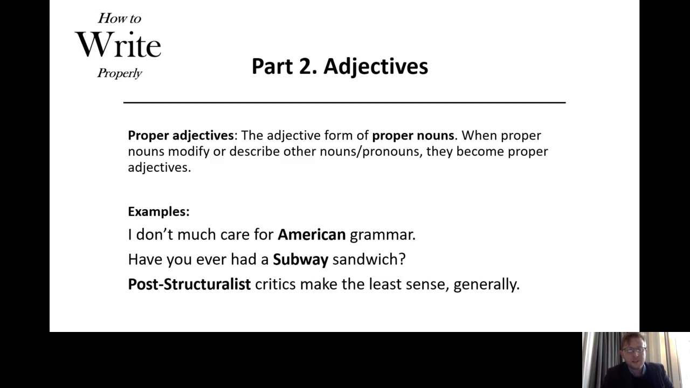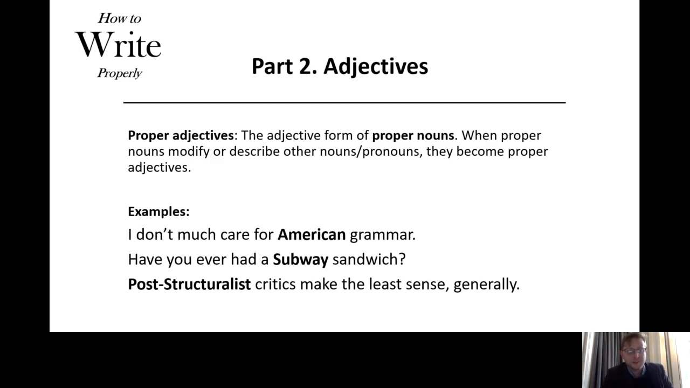So, if the adjective is connecting the subject to one of those proper nouns, it becomes a proper adjective. That sounds a little bit complicated and convoluted, but the examples will make this clear. So, I don't much care for American grammar. So it's not just grammar that I don't care for; it's American grammar. So again, the adjective is describing the type of grammar, but the description also happens to be a proper noun, so it's a proper adjective.